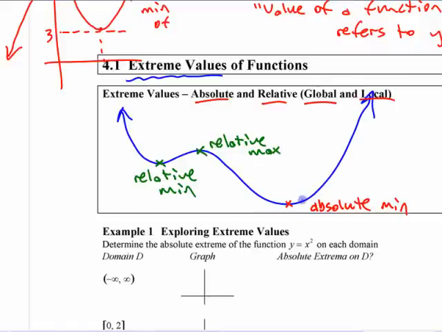Just like anything, if you're nearby to some mountain, like what's the highest mountain around here? Probably Mount Baker's the highest mountain close to us. But that's not globally the highest point on the earth, right? I mean, Mount Everest is the highest absolute point. Relatively speaking to what's around it, Mount Baker is a maximum point, right?